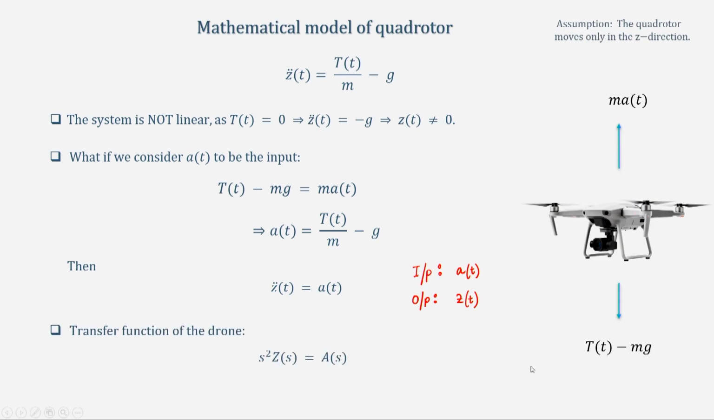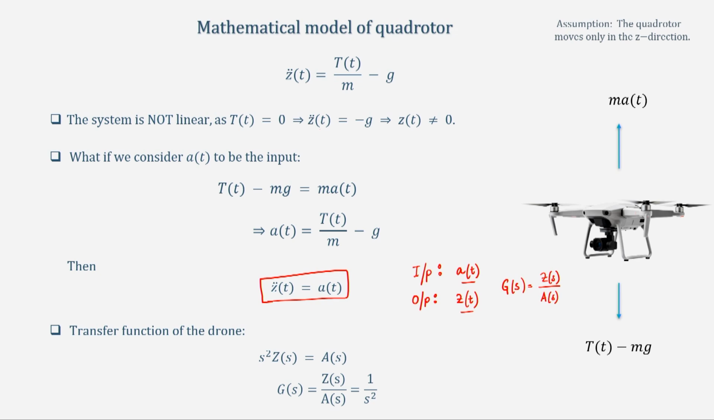So, now if I go for the Laplace transform of this differential equation, because remember I want to find out G(s), now the new G(s) that I am trying to find out is Z(s) by A(s), where it is output by input, right, not input by output. A(s) is the Laplace transform of a(t) and Z(s) is the Laplace transform of z(t). So, from here directly we see that Z(s) by A(s) comes out to be 1 by s square. This is the transfer function of the system considering acceleration as an input.